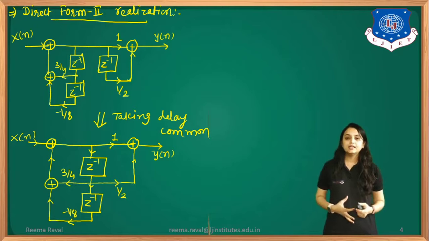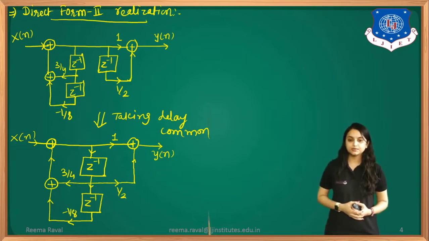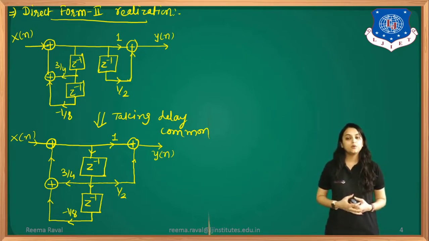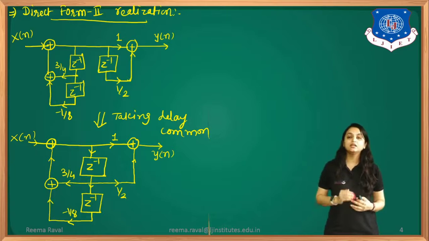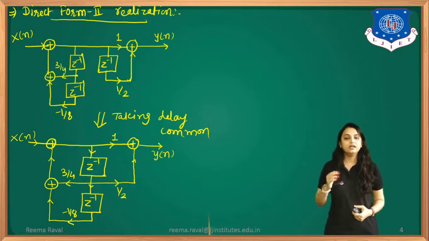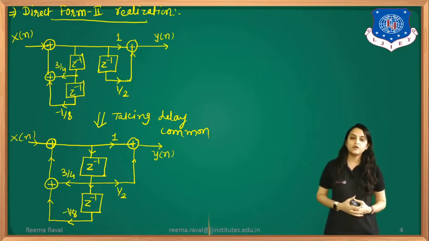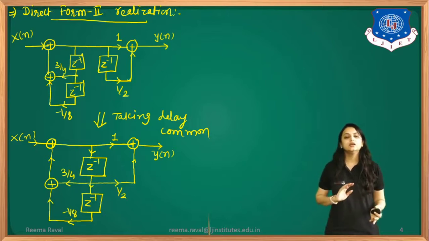Now, let us say direct form 2 realization. So what is direct form 2? Basically, it is similar to that of direct form 1. Instead, here H1 and H2 are reversed. That means, in direct form 1, we were taking the numerator as H1 of Z and the denominator as H2 of Z. Here, we will take H2 of Z as the numerator and H1 of Z as the denominator. That means the positions are changed.